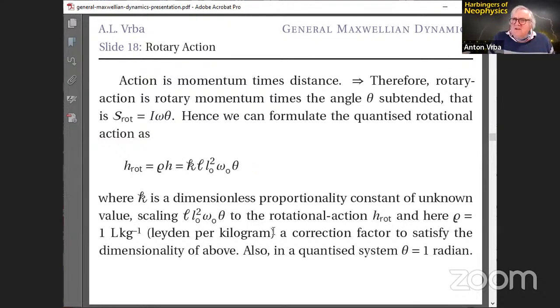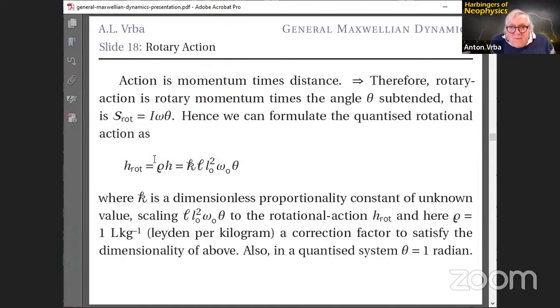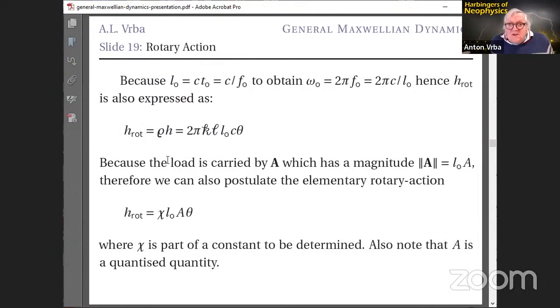Also, in a quantized system, when the angle subtended theta equals 1 radian, I can express the rotary action as... you see, I'm getting confused here. Okay, I can convert this.